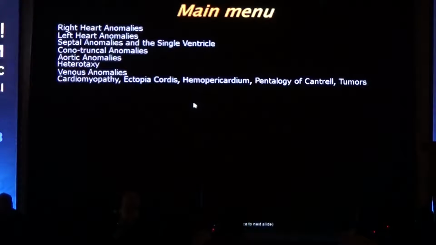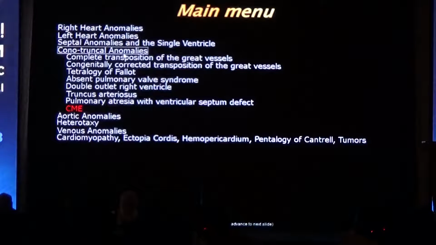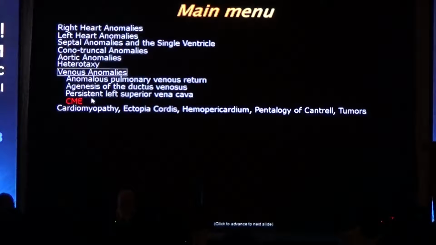And I'm going to save time by going directly into the conotruncal anomalies. And Kim Loan is going to talk to you about the D transposition and the L transposition. And so I'm going to talk to you mostly about tetralogy of Fallot. And during the rest of the time that I have, I'd like to show you some of the heterotaxy, because we've been talking about heterotaxy yesterday. And I also want to show you some of the venous anomalies, because I have mentioned to you the anomalous pulmonary venous return and the persistent left superior vena cava.